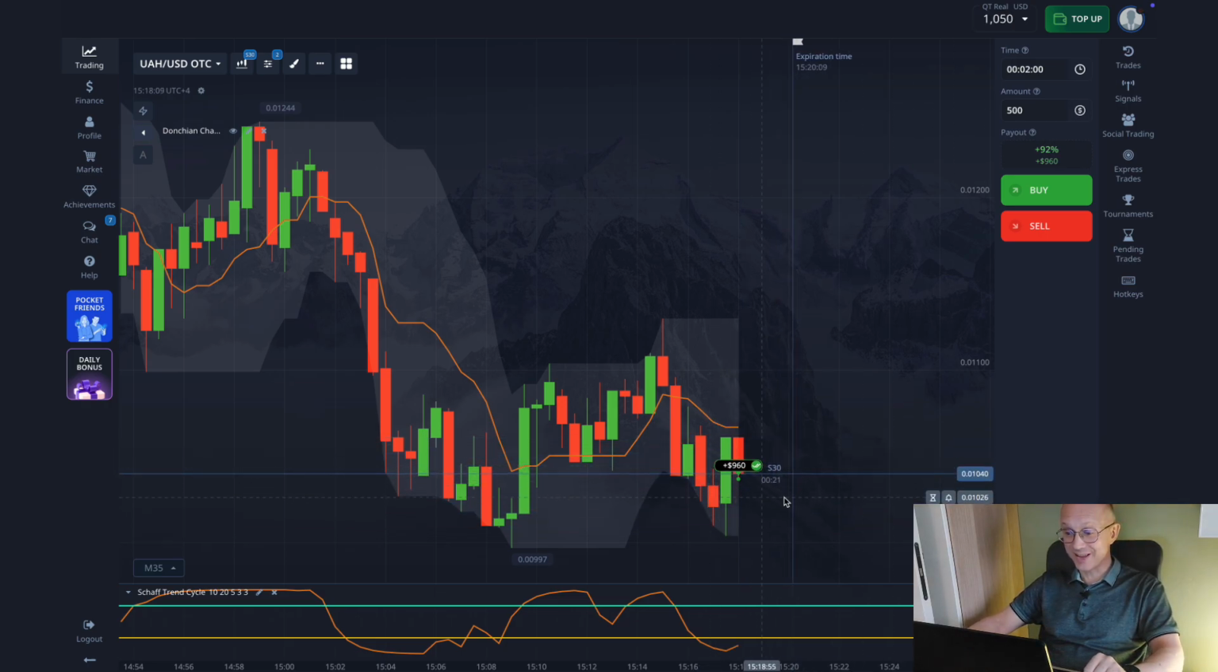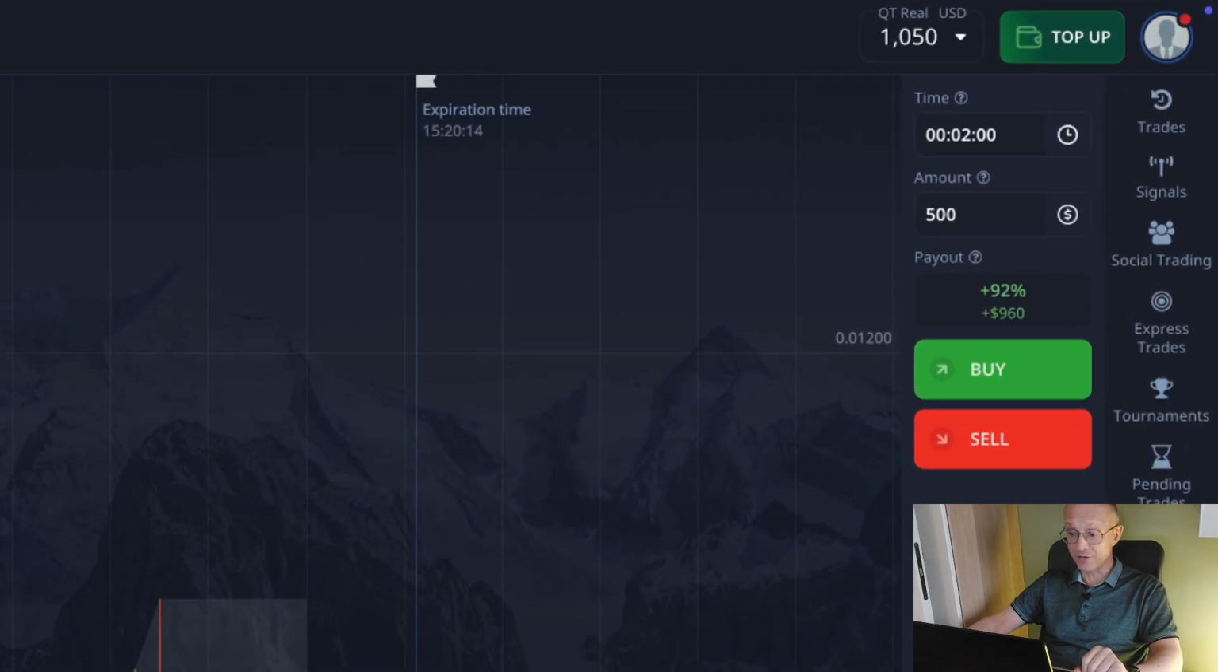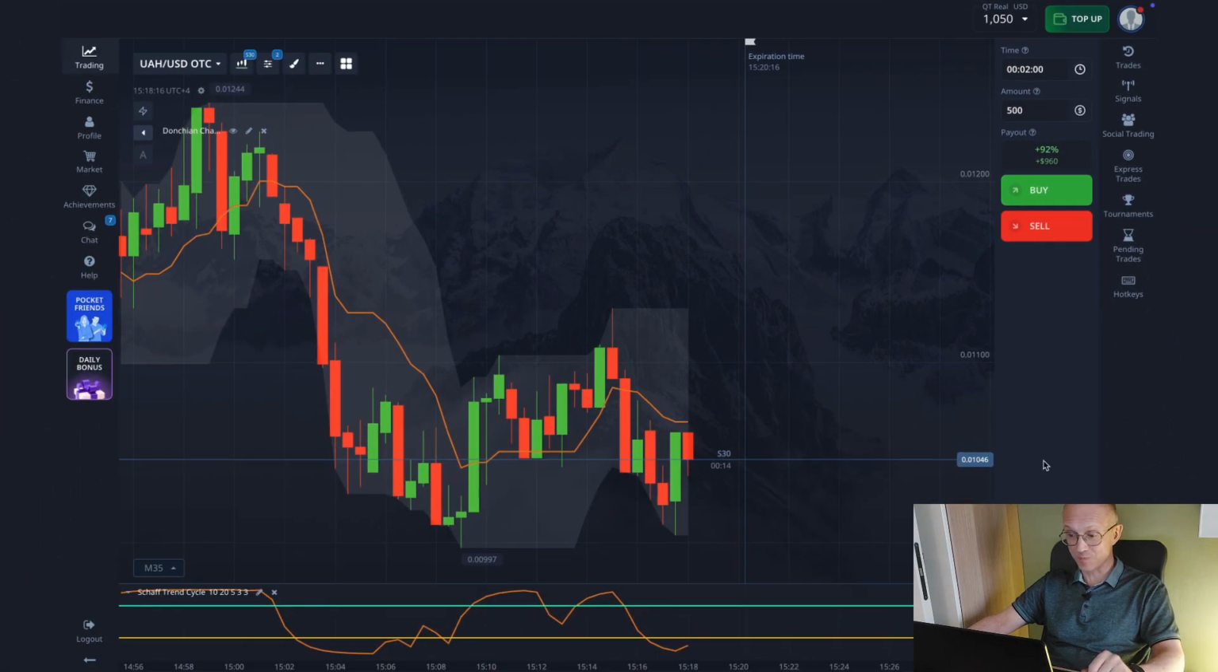And we have a result here. The first trade is in the black. There's a profit of $460. So, let's move on to the next entry point.